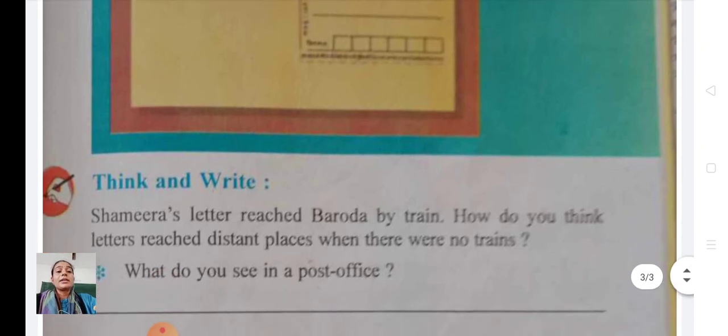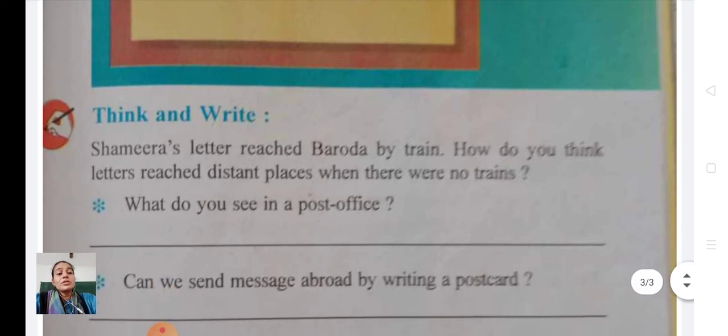Now the next. Think and write. Samira's letter reached Baroda by train. How do you think letters reach distant places where there were no trains? So they are asking how the letters reach distant places when there were no trains. So when there were no trains, pigeons were used to carry letters to their destinations. People were also used to carry letters by hand. And horsemen were also used to carry letters.